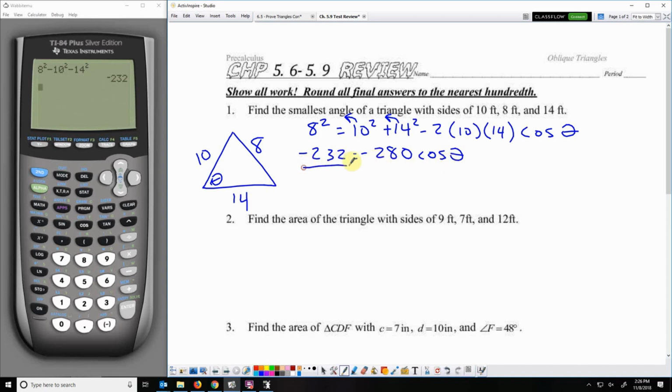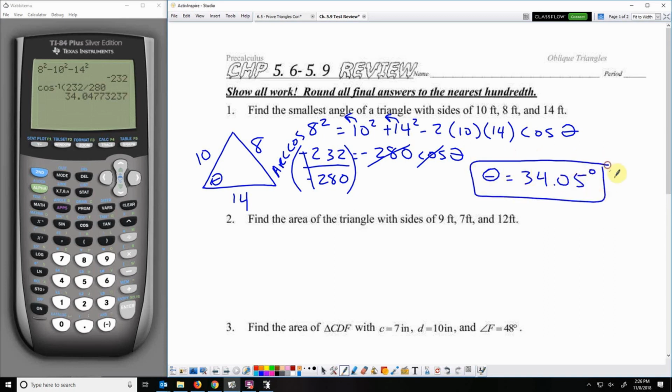So I'm going to need to divide by negative 280. That cancels that out. Then to get rid of that cosine, I'm going to have to do arc cosine. And I can use the negatives or I can cancel them out because there are two negatives. 232 divided by 280. So I get 34.05 degrees. And this is an angle measure, so we should have a unit there of degrees.